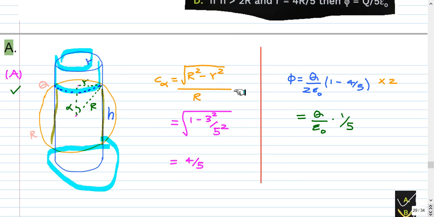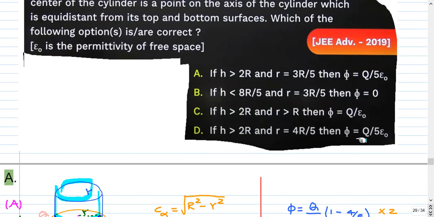So from this we get the flux through this top part as Q by 2 epsilon naught into (1 minus 4 by 5), and the same amount of flux will go through the bottom part, so it's multiplied by 2. The 2 comes because one is from the top part, which is going out, and another from the bottom part, which is coming out of this spherical shell. So this is the total flux that's coming out of this Gaussian cylinder. So option A is correct.